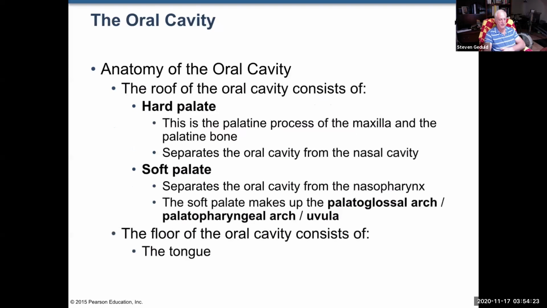Okay, the roof of the oral cavity consists of the hard palate. The hard palate is bone. It's the palatine process of the maxilla and the palatine bone. It separates the oral cavity from the nasal cavity.